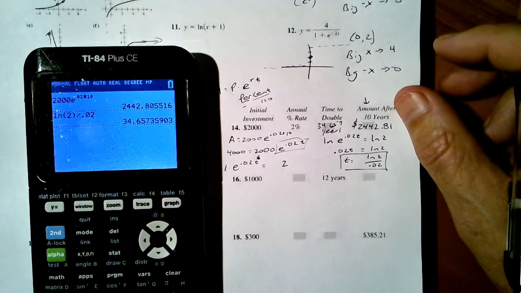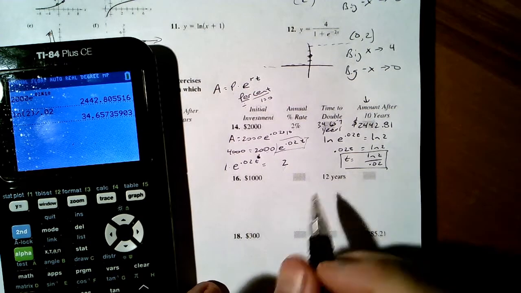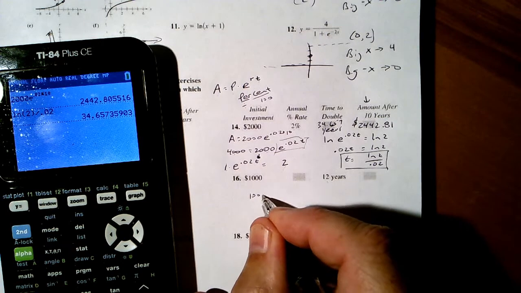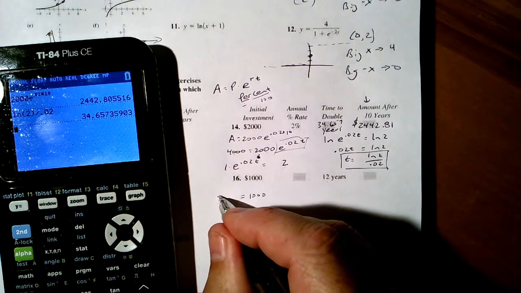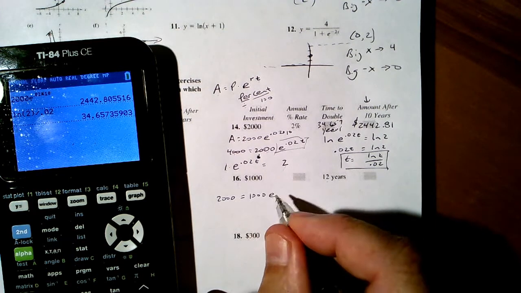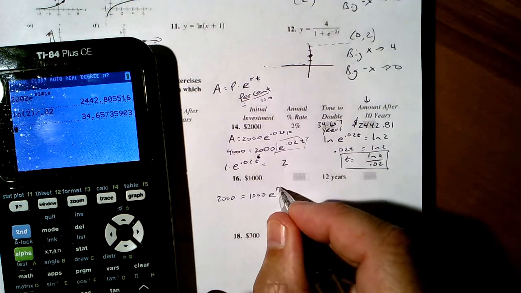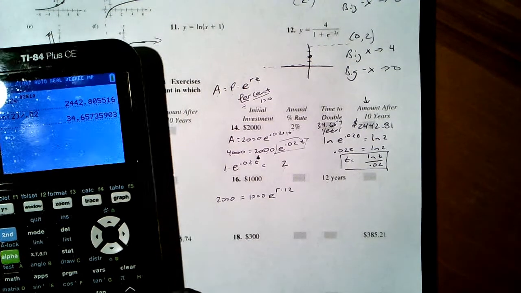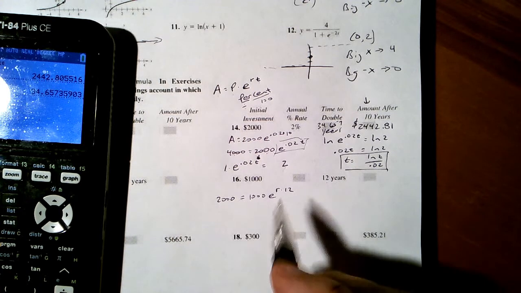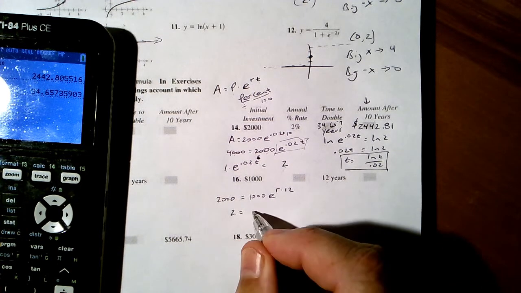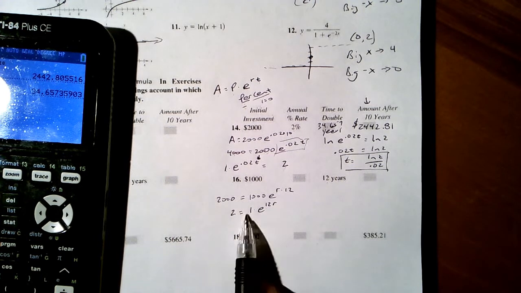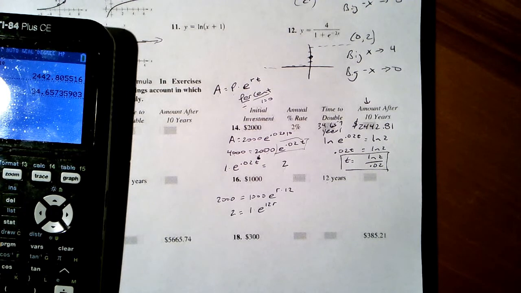Okay, so now they tell us how long it takes to double. We started with 1,000. It doubled to 10,000 in 12 years. 1,000 e to the r, oh, I don't know r, times t, 12. But notice, time to double problem, I didn't need 1,000. I could have just started with 1 and gotten to 2.